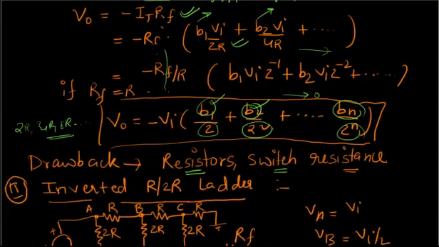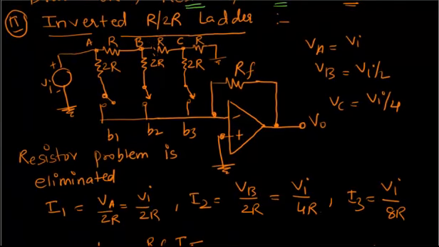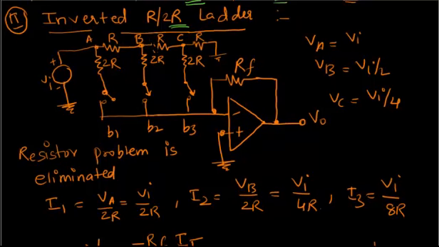Okay. Now the second method which we will discuss is an inverted R2R ladder. It is called inverted R2R ladder, and you will know why. First thing is because this is in the form of a ladder network. Here one resistor, here, here, here. So this is in the form of a ladder network, and the resistors are R and 2R. So it's called an R2R ladder.